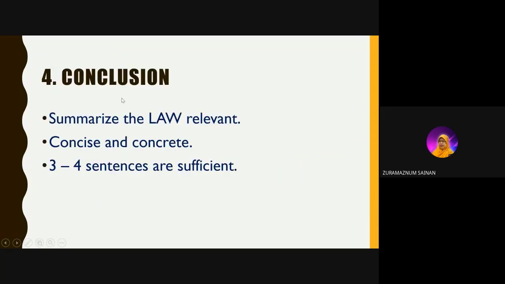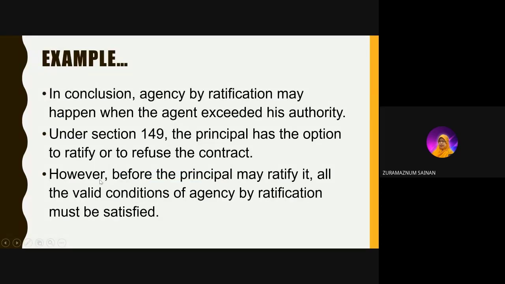Okay, conclusion. Summarize the law. Concise, 3 to 4 sentence. Contoh, ni dia. 3 ayat je. Buatlah point macam tu pun, saya lagi suka. Senang saya nak maki. Saya nampak point tu. Example, in conclusion ataupun to sum up, agency by ratification may happen when the agent exceeded his authority. Kan? Ratification may happen. Sebab apa? Tadi kan kata bila the two situation happen, the law is that the principal has the choice, has the option either to accept or reject.